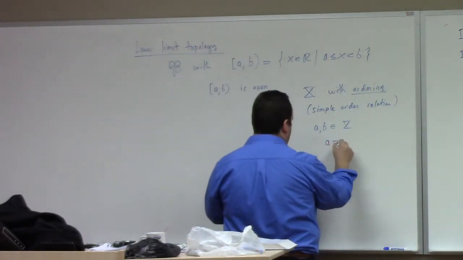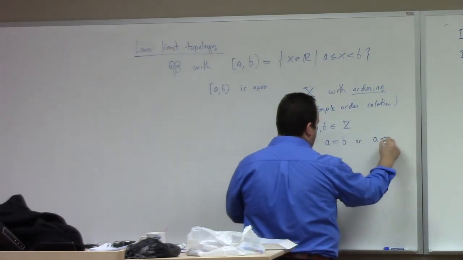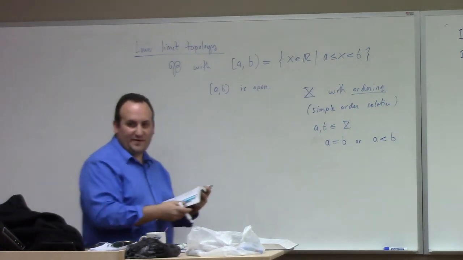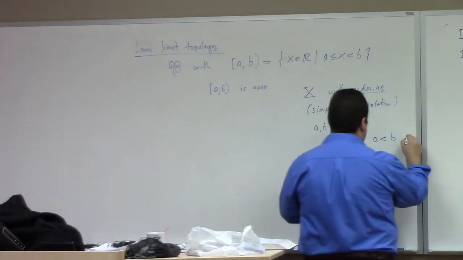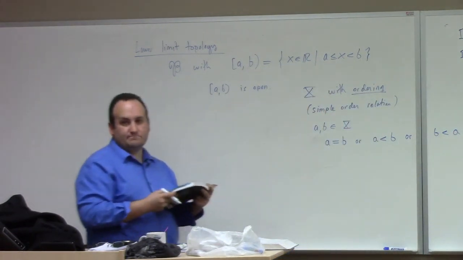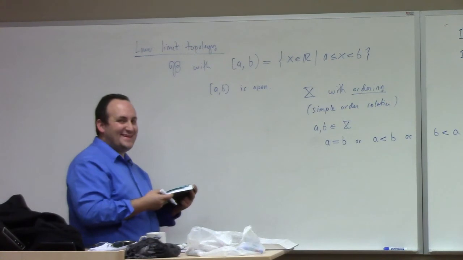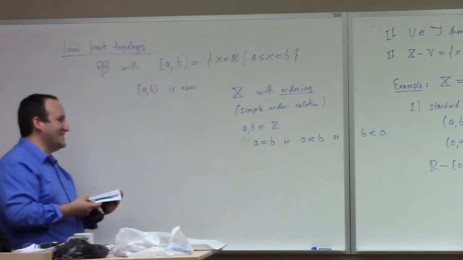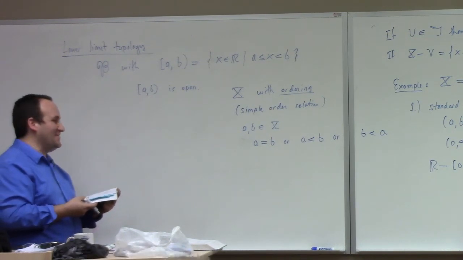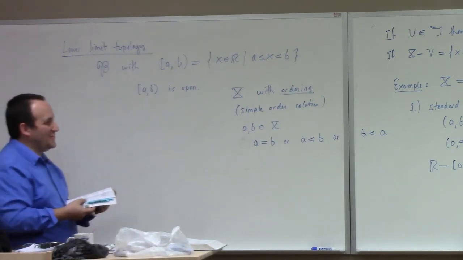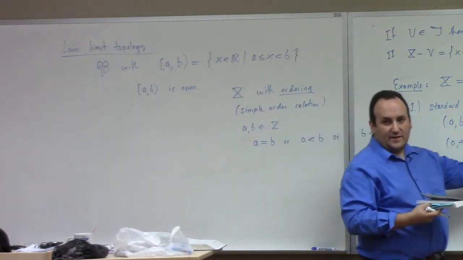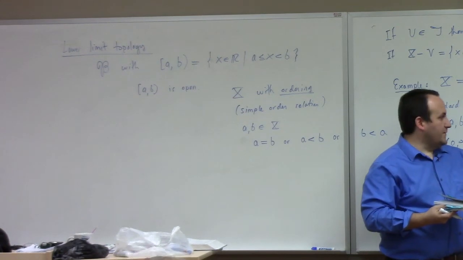Right, either A is equal to B, or A is less than B, or B is less than A, and that's it. So a set has a simple order relation if you can do this for any pair of elements. And if you have a set with an ordering, then you can construct intervals in the usual way, but for an unusual ordering.